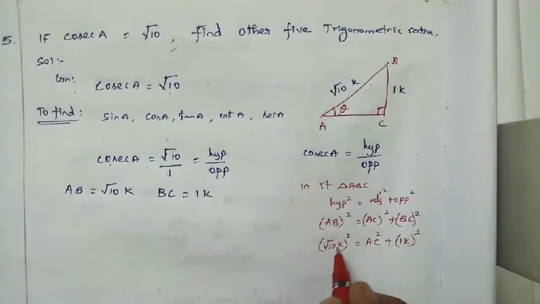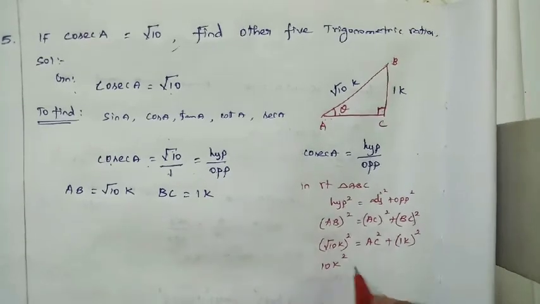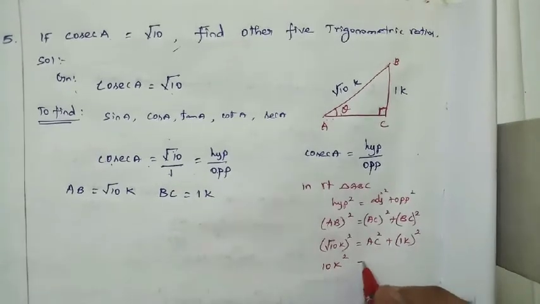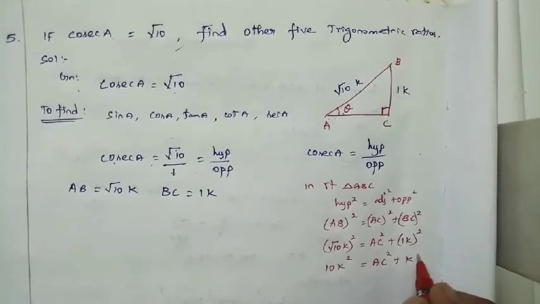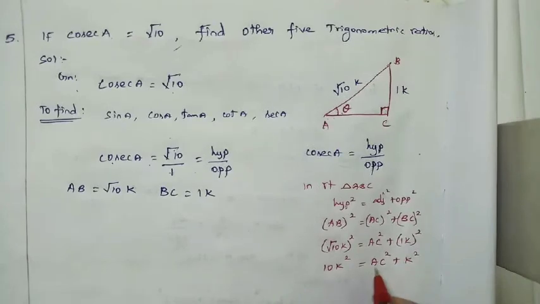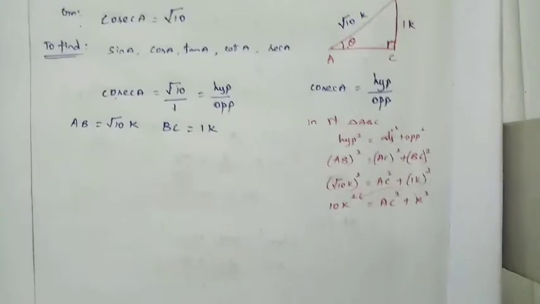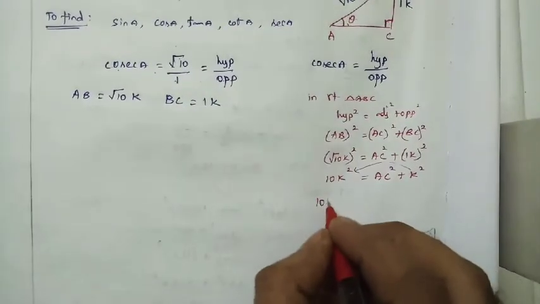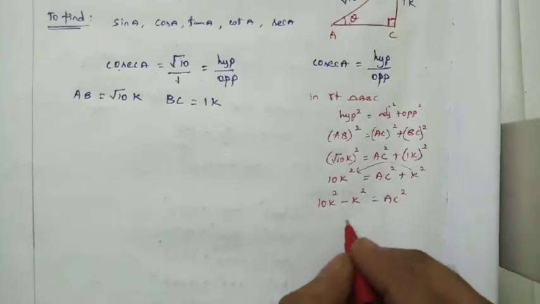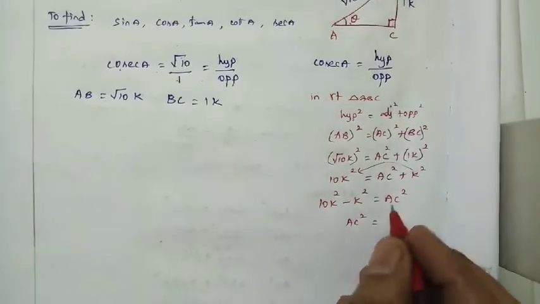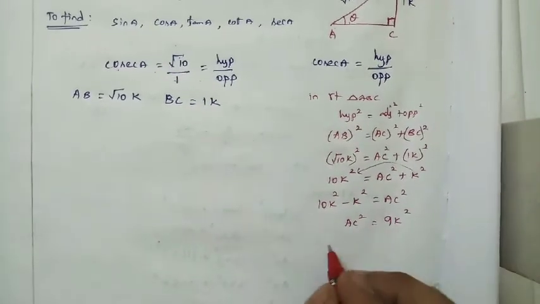The square root will get cancelled. Root 10 whole square is 10, and K square. So 10K square is equal to AC square plus 1K the whole square, which is K square. We need AC square alone, so bring the K square to the LHS. Plus K square will become minus K square. So 10K square minus K square is equal to AC square. Then AC square is equal to 9K square.